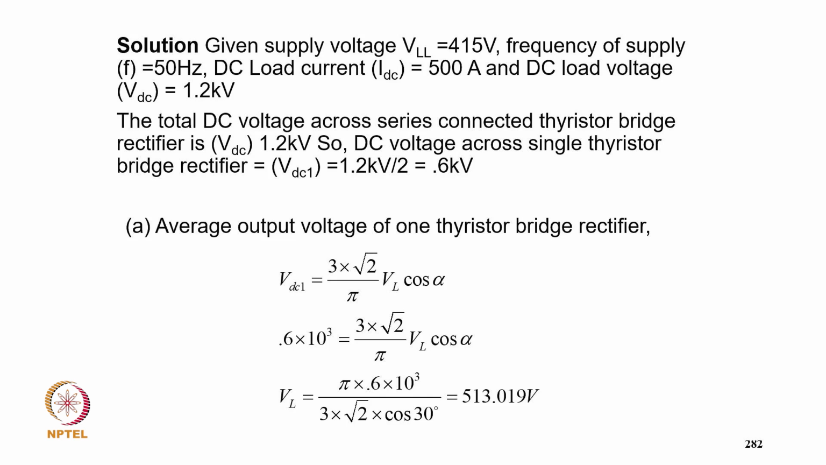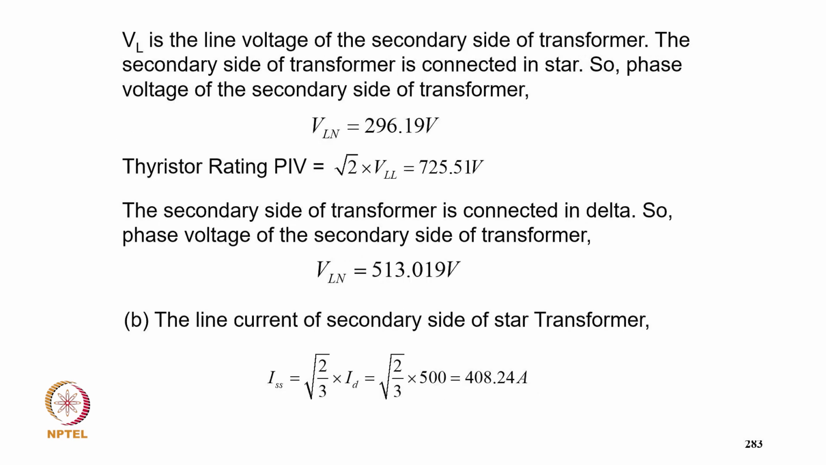The average output voltage of one thyristor bridge will be VDC1, that is 3 root 2 upon pi into VL cos alpha. From here, considering alpha equal to 30 degrees, we get VL equal to 513.019 volt, and VL is the line voltage of the secondary side of the transformer. The secondary side of the transformer is connected in star, so the phase voltage of the secondary side, VLN, equals 296.19 volt, and the thyristor PIV rating is 725.51 volt.